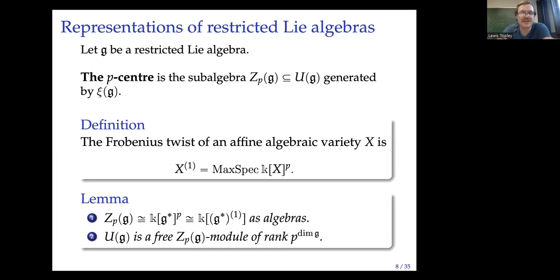The second is that U(g) is a free Z_p(g)-module of rank p to the dim g. And again, this comes from the PBW theorem. So let's think about the commutative analog. We take the coordinate ring on g star. This is just a polynomial ring generated by dim g elements. And if you have a polynomial ring generated by n elements, then it is a free module of rank p to the n over its p-th powers. So this is how you obtain this statement here.